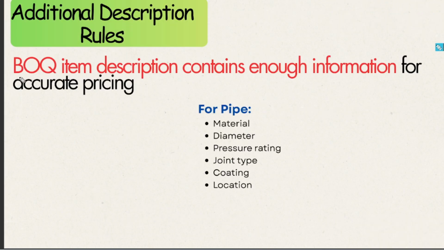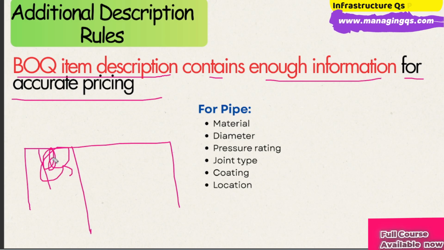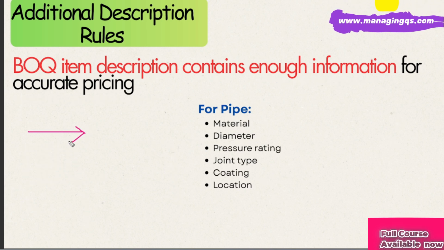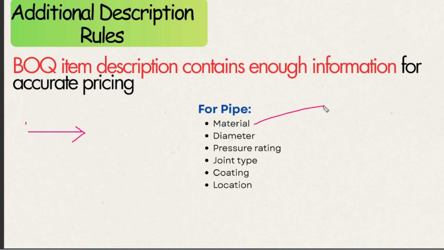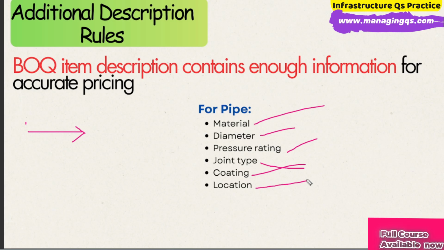So this is the BOQ item description, which contains enough information for accurate pricing. In this description you have to properly write whatever information you have regarding the construction activity. For example, for pipe work related things in the BOQ, in the description you have to mention what material is used for this pipe, and also what the diameter is, and what the pressure rating is, and which type of joint you are going to use, and which type of coating, and also the location where you are laying this pipe.